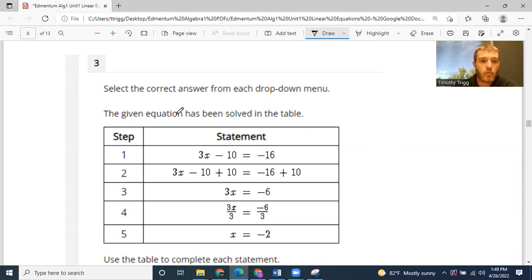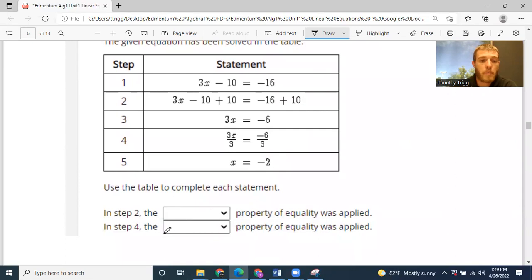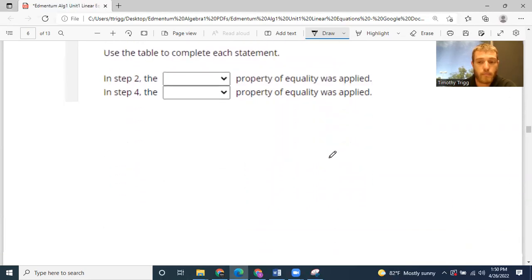This next one. In step two, they used which property? In step four, they used which property? So in step two, notice they added to both sides of the equation. In step four, notice they divided by 3 on both sides of the equation. Okay, so see if you can answer those.